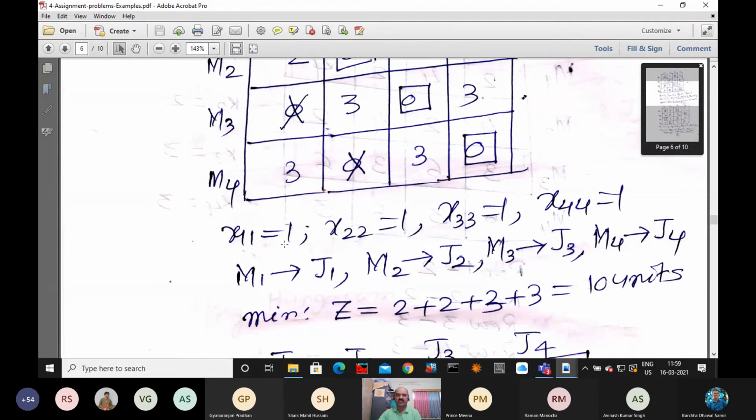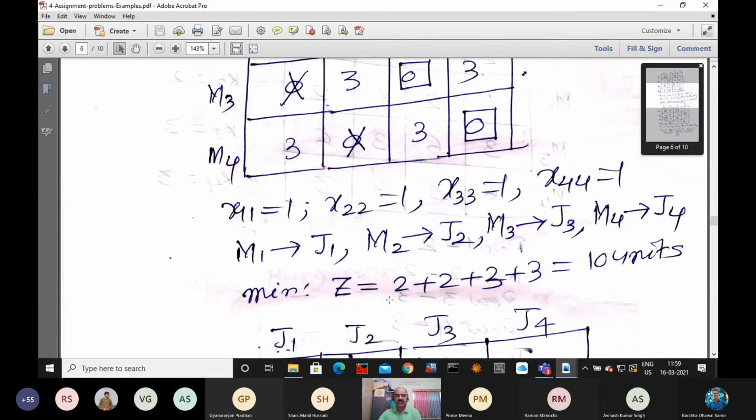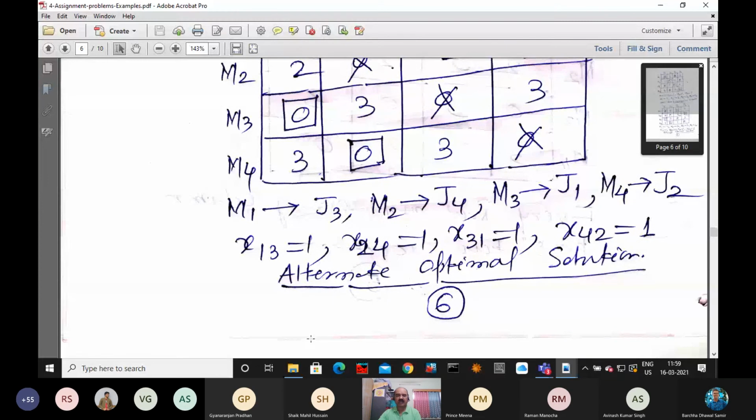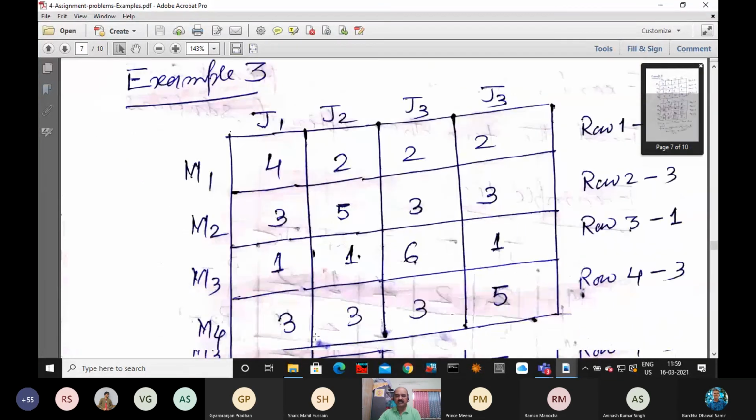Say one solution is x11 equal to 1, x22 equal to 1, x33 equal to 1, x44 equal to 1. So we got machine 1 to job 1, machine 2 to job 2, machine 3 to job 3, and machine 4 to job 4. And similarly, if you are assigning in this manner, we have here machine 1 to job 3, machine 2 to job 4, machine 3 to job 1, machine 4 to job 2, and we have the alternate optimal solution here. Okay, so this problem has alternate optimal solutions. So now let us discuss example 3.